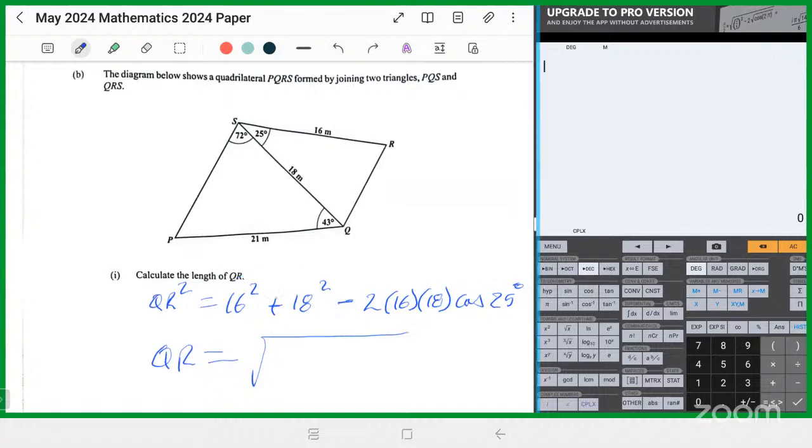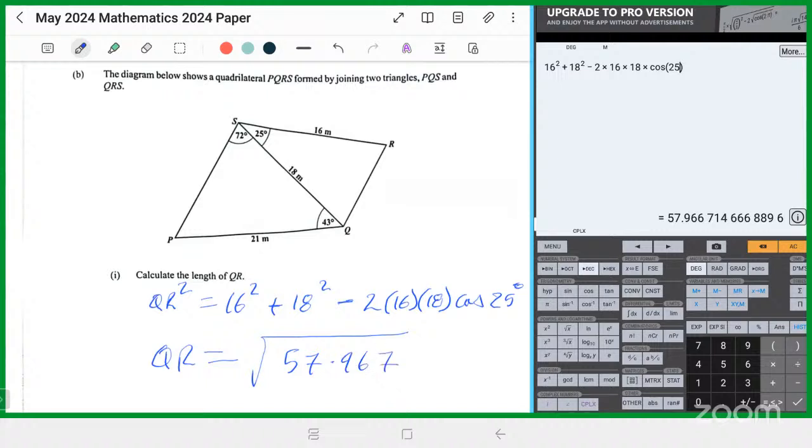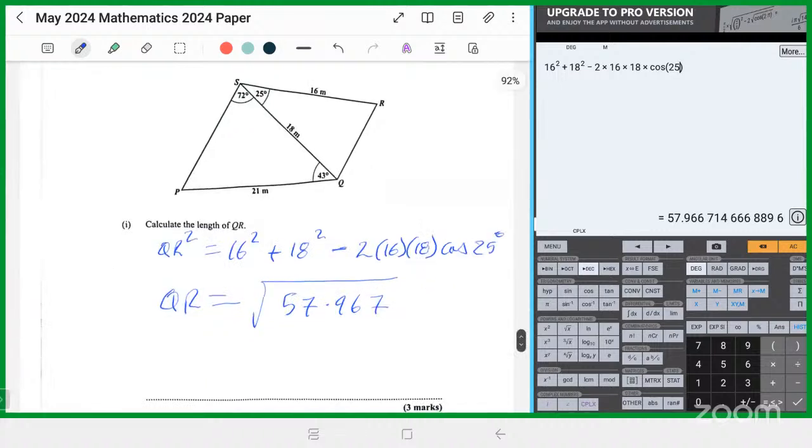So it's going to be 16 squared plus 18 squared minus 2 times 16 times 18 times cosine of 25. And that value is 57.967, if you like. And I was square rooting, so the final length of QR is found by square rooting this result.